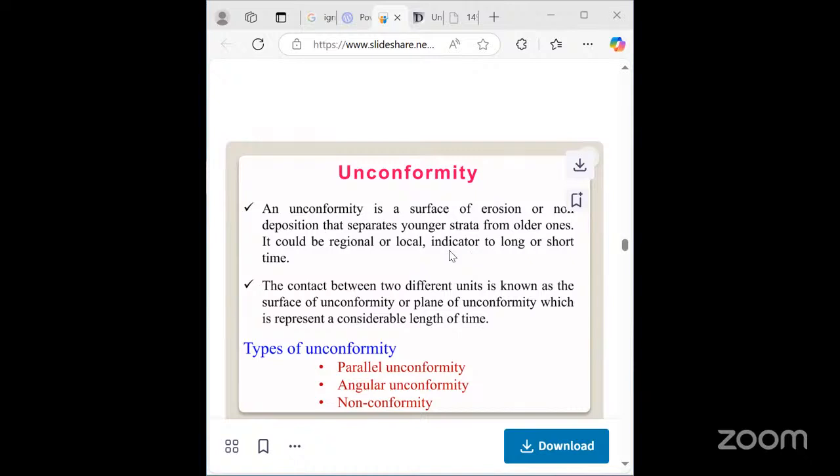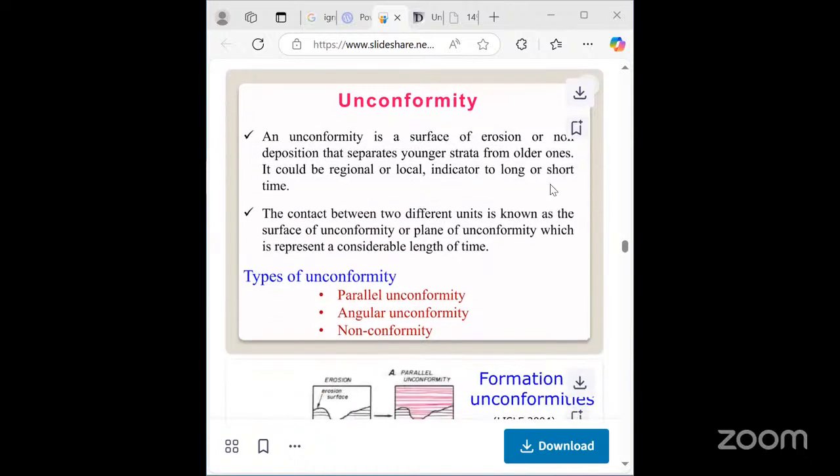that separates younger strata from older ones. It could be regional or local, indicating a long or short time, right? So that is called unconformity. It is one of the most common geological features found in rocks or in succession. It is different from all other geological structures, that is folds, joints, faults, right?